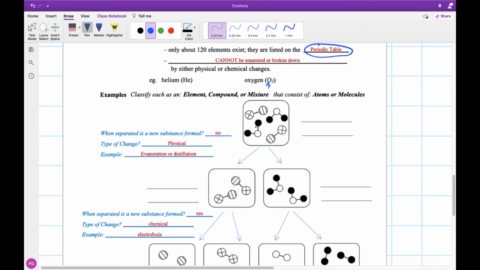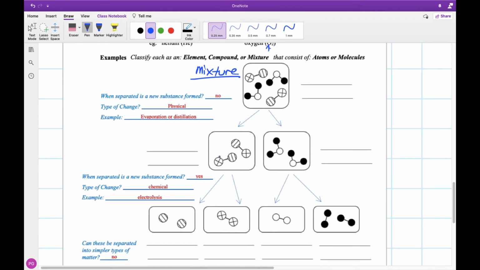So here we've got what appears to be a mixture, because we've got different types of molecules. When we separate this, are we making new substances? No. All we're doing is separating out the different molecules from each other. We can do this with physical changes, something like evaporation or distillation. So if we had, say this was like salt water, we could separate the salt and the water by evaporating the water, basically by getting the water to turn into gas, and then it would leave the salt behind.